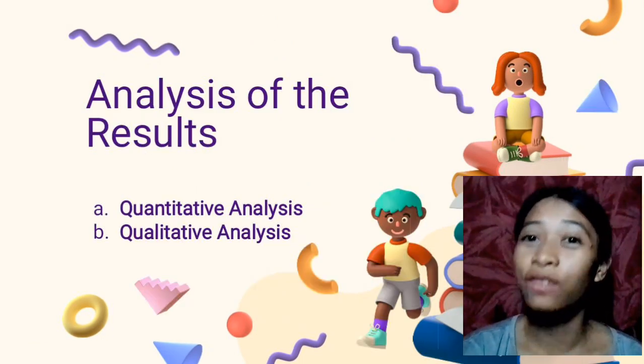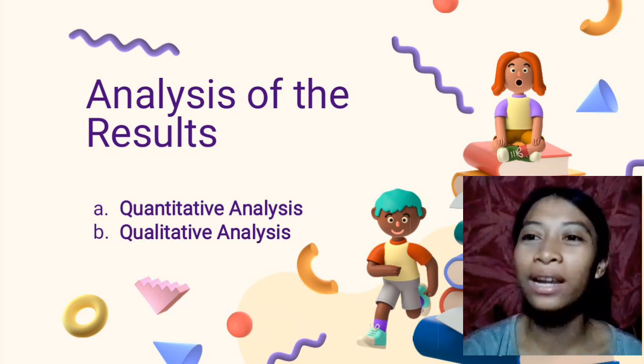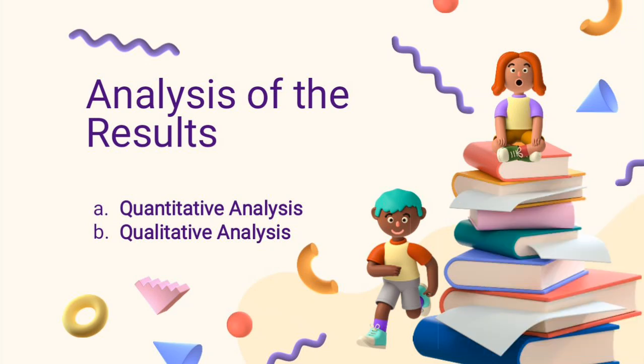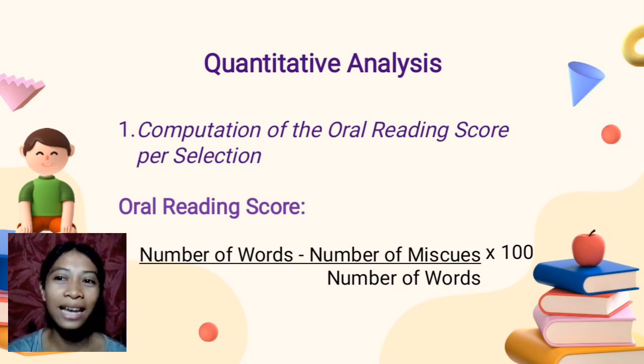There are two ways of analyzing results, which are quantitative analysis and qualitative analysis. Now, let's discuss how to analyze the results in quantitative analysis. First, word recognition accuracy. This is calculated by subtracting the number of errors or miscues from the number of words. Divide the result by the total number of words and multiply it by 100.